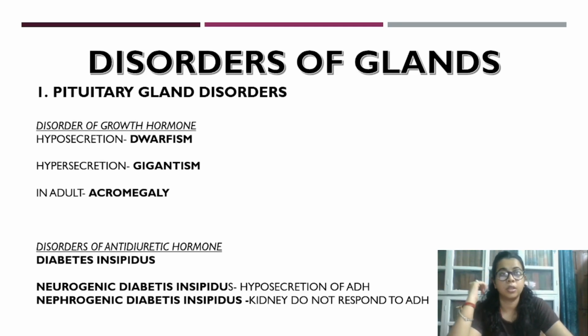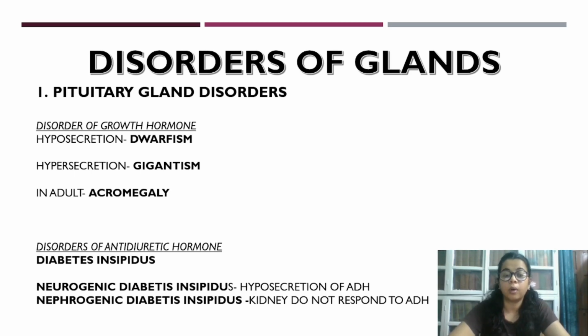In case of adults, hypersecretion is known as acromegaly. Another type of disorder is also seen when there is hypersecretion, that is acromegaly. In this case there is gradual swelling of the face and thickening of the bones. The bones will thicken, and particularly the face will be swollen, and hands and feet will also be swollen. That type of disorder due to hypersecretion is known as acromegaly.